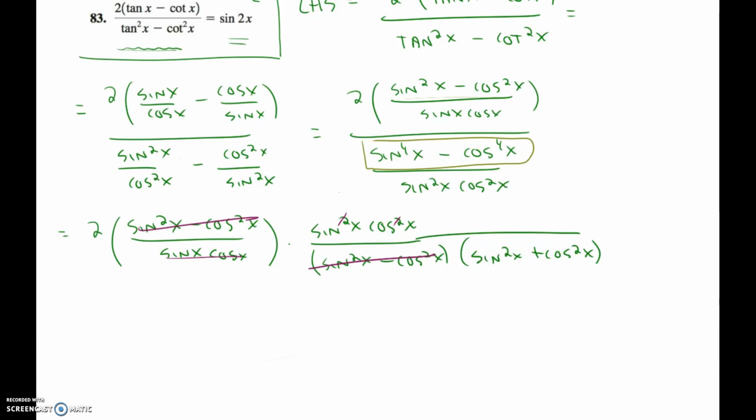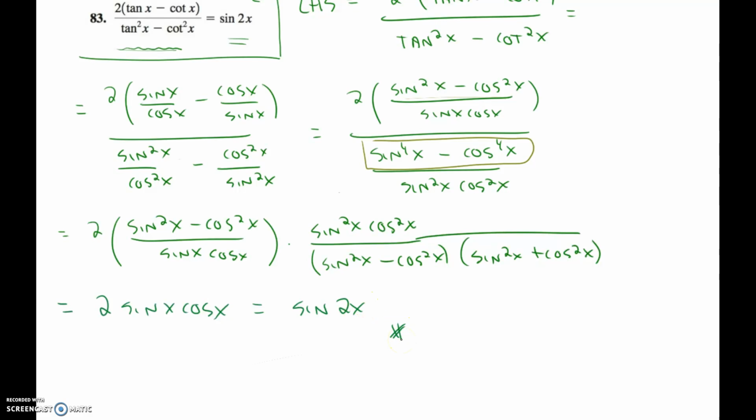I don't like canceling things out because I think it makes the proof a little bit messy, so I'm going to just write it down. So 2 sine x cosine x. And that is equal to sine 2x. Proof is done.